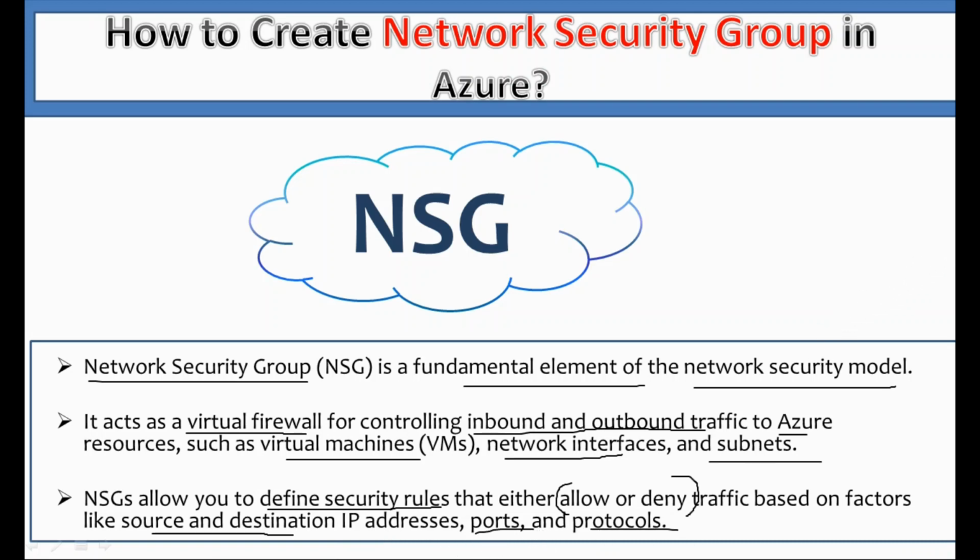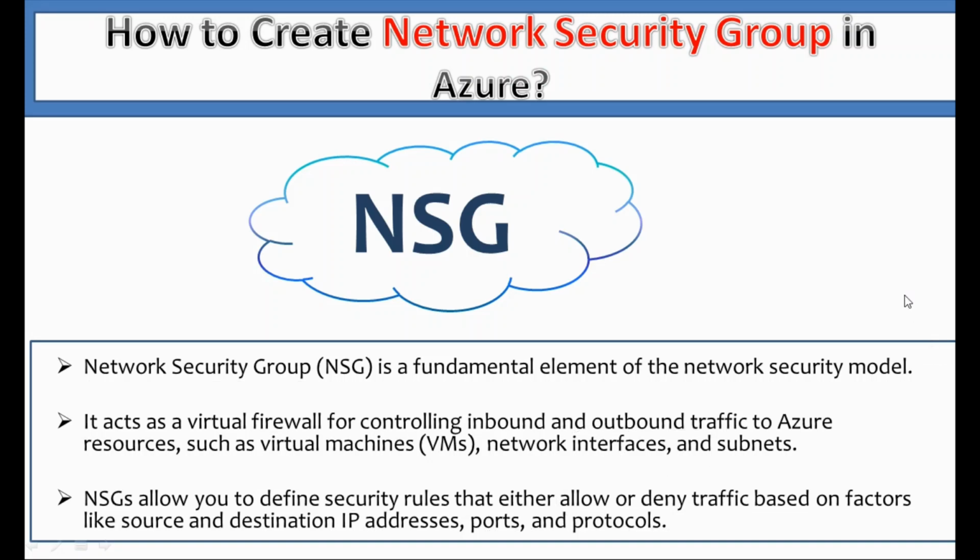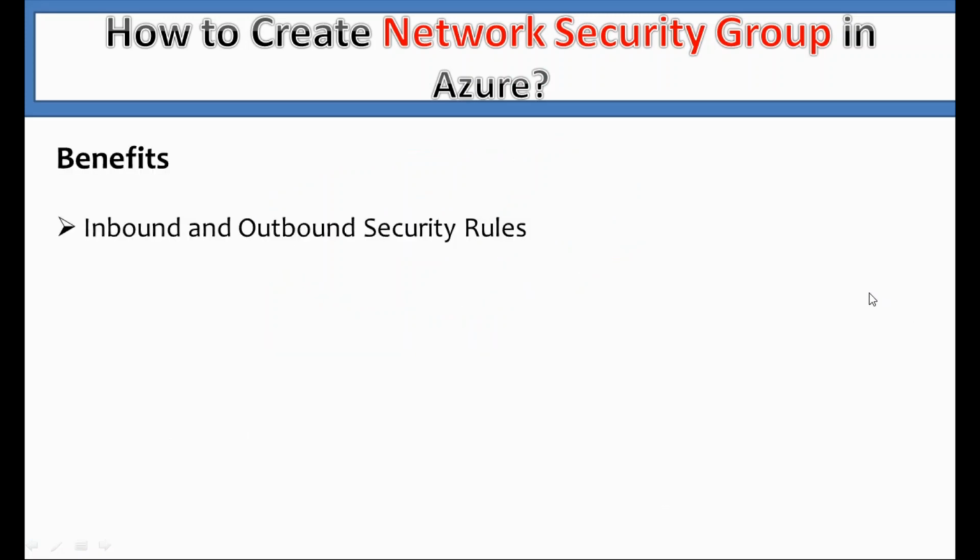Let's now look into the benefits of NSG. The key benefits of NSG are, first, inbound and outbound security rules, where inbound rules control the traffic coming into resources and outbound rules control the traffic leaving the resources. Then rule priorities. In NSG, each rule has a priority assigned, which determines the order in which rules are applied. A lower value indicates a higher priority.